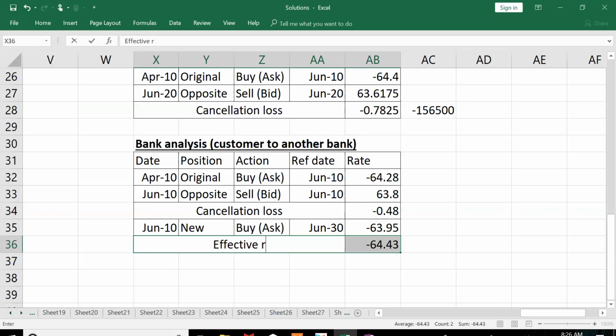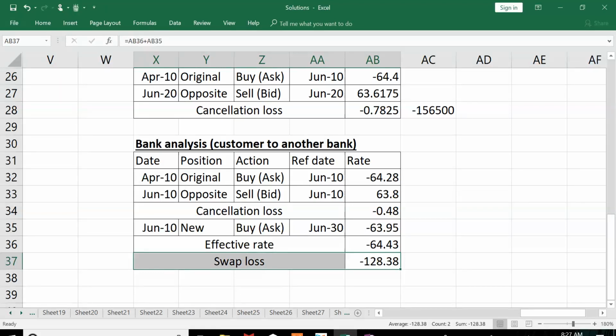The effective rate is this. Now the problem for me is, originally my effective rate was 64.28 and I was to give it to you at 64.4. I was very happy. But now suddenly you are saying you have to give 64.43. I'm not happy with it, because I'll start reporting losses. So what we call effective loss is called a swap loss, and that swap loss is 15 paise. That swap loss has to be paid by my customer.